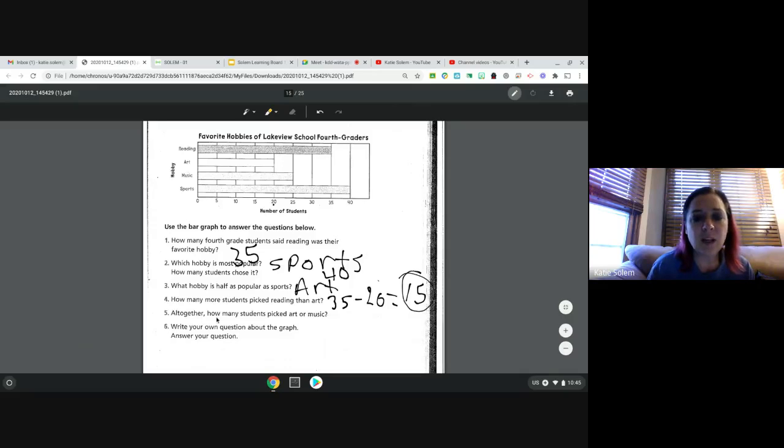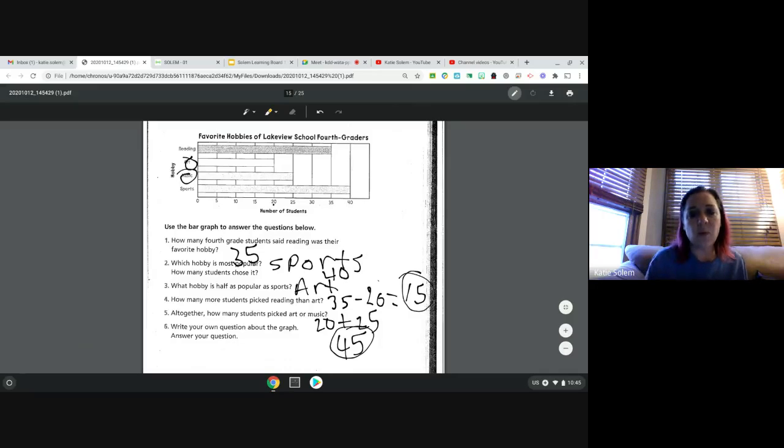Number 5 says, altogether, how many students picked art or music? So we have to add those two up, art and music. So let's see here. Art had 20 and music had 25. So our answer is 45.